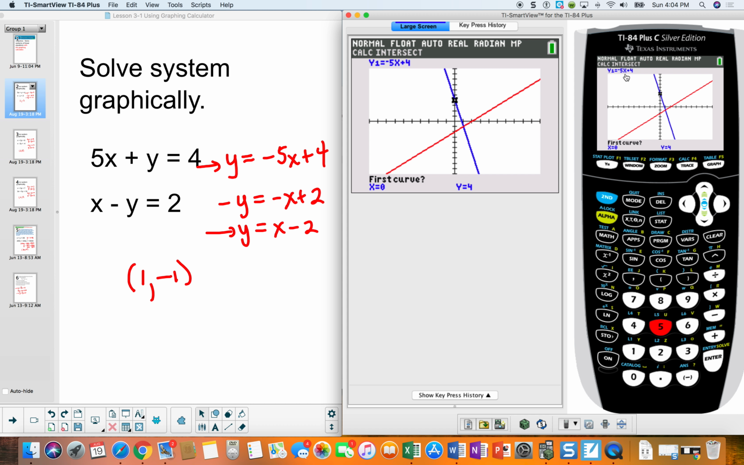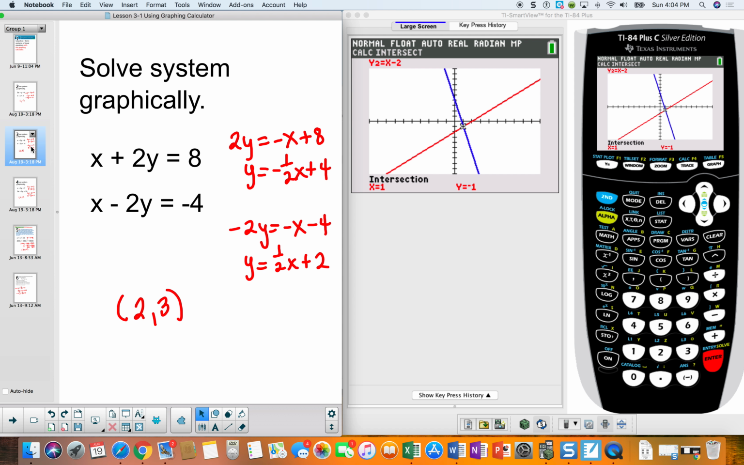And it's asking, do you want to use this as one of the lines on your intersection? We choose enter, and then it says, do you want this red line as part of your intersection? We choose enter, and then it says, can you give us a guess? In other words, take the right arrow and make the cursor a little closer to the intersection. Press enter, and there's our answer. And this is the answer that we got before, 1, -1. Okay, let's move on to the next graph.